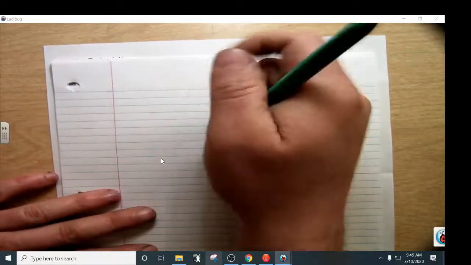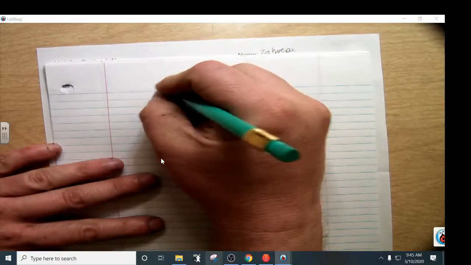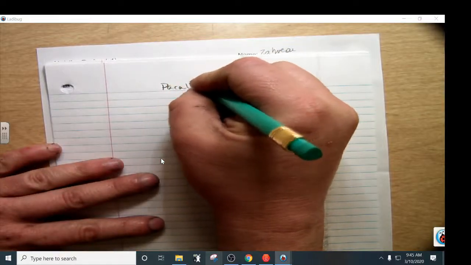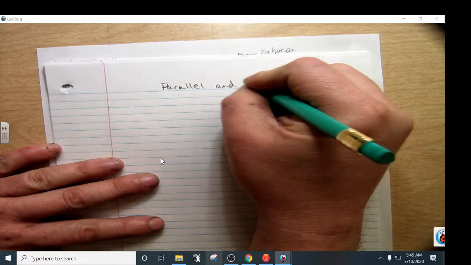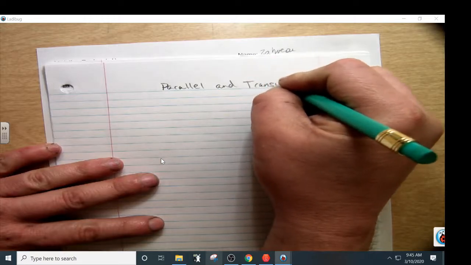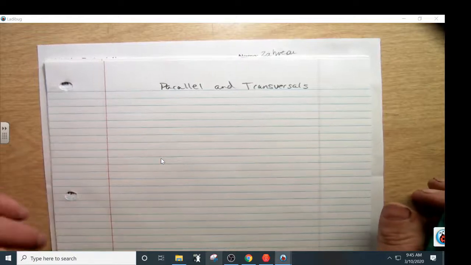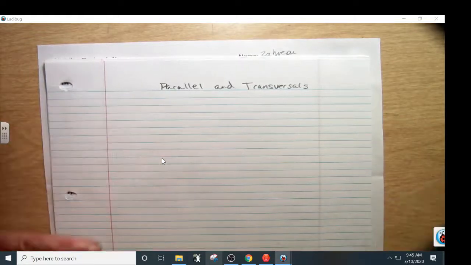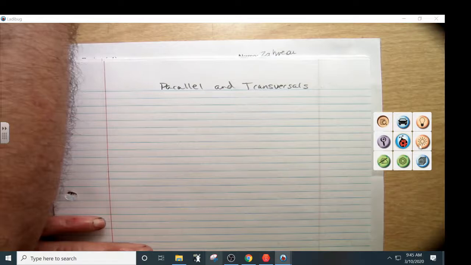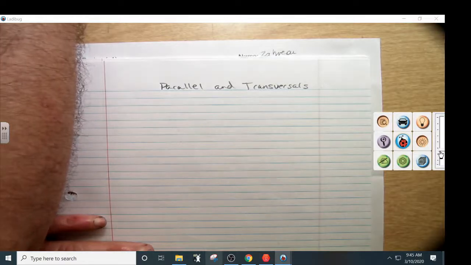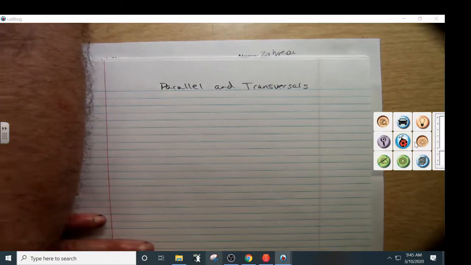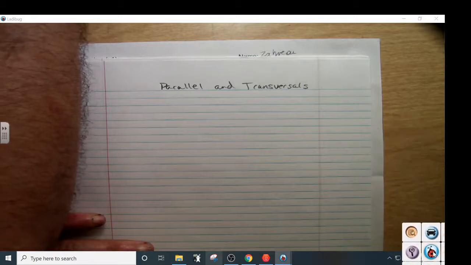Okay. So now, guys, what we're going to be talking about today is parallel lines and transversals. Now, guys, this is an eighth grade topic. Unless they change the curriculum, you did learn this in eighth grade. But like I said, we always assume you guys have forgotten it and don't know how to do it. So, all right.